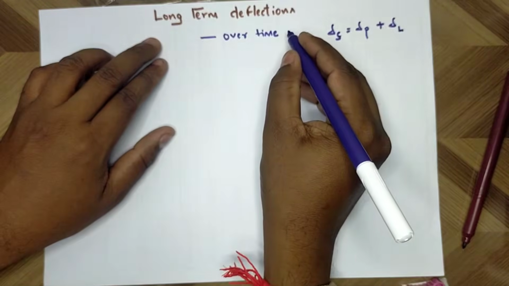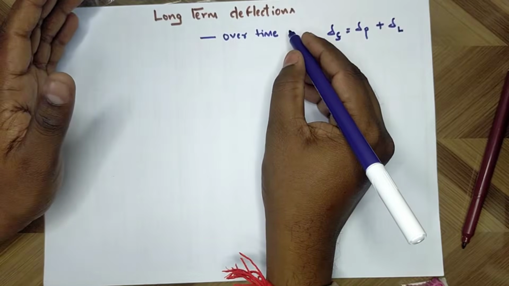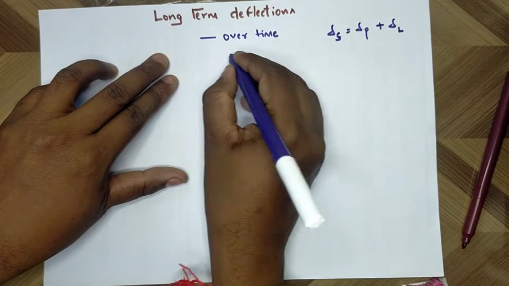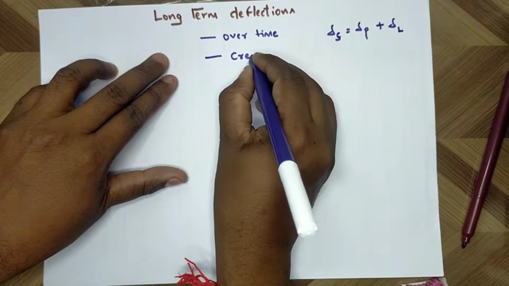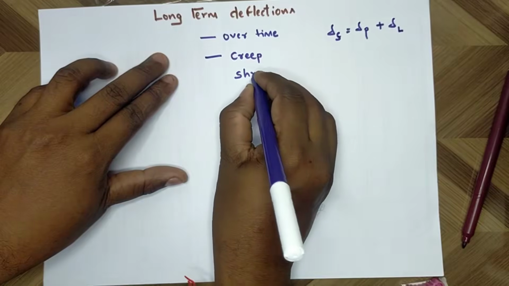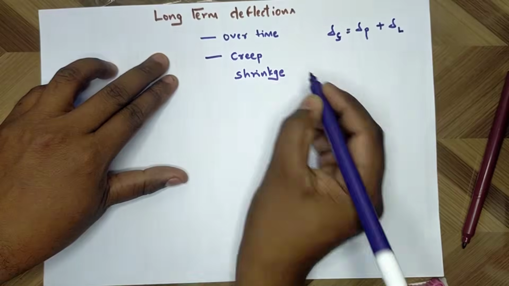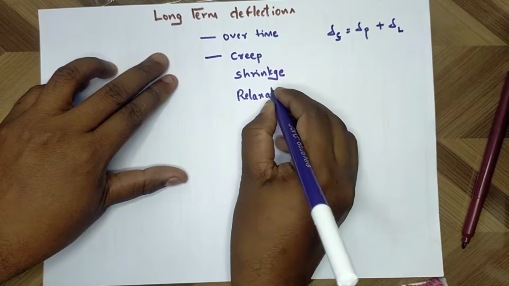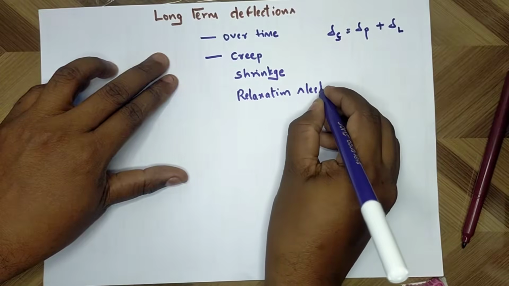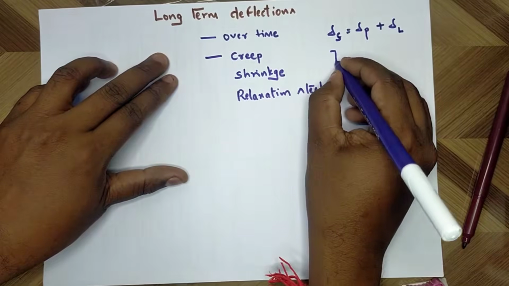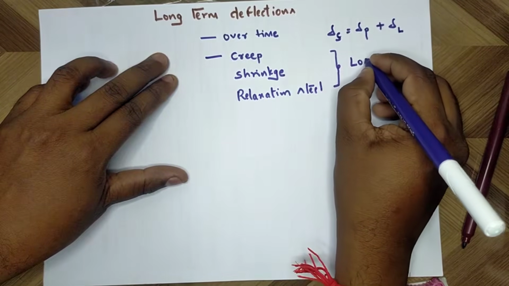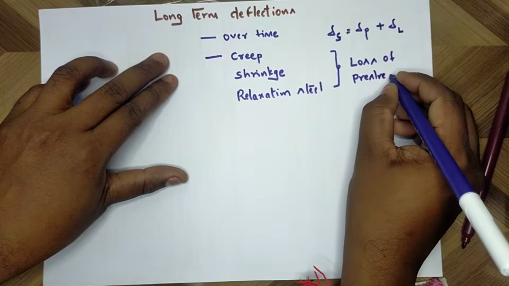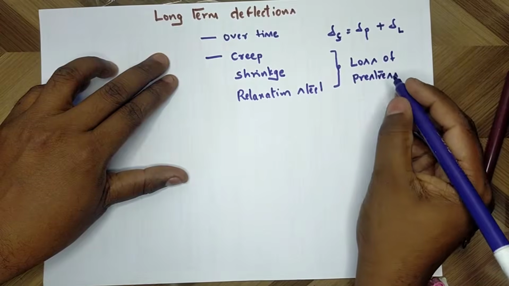But these long-term deflections occur over time. It might be due to creep of concrete and shrinkage of concrete, and relaxation of steel. Due to these reasons, there will be a loss of prestress in steel. Loss of prestress in the prestressing steel or tendon.